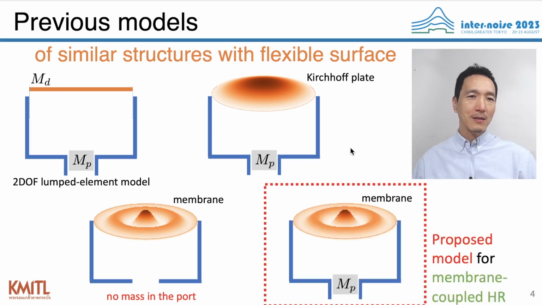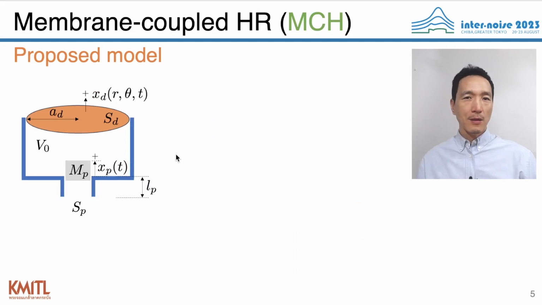In this presentation, I'd like to talk about a simple model of a Helmholtz resonator coupled with a fully flexural circular membrane. Here is an illustration showing the circular membrane of radius a_d and its displacement x_d as a function of r, theta, and time t. And the air in the port, we assume that it behaves as a mass m_p and its displacement is x_p. Then we can set up 3 equations.